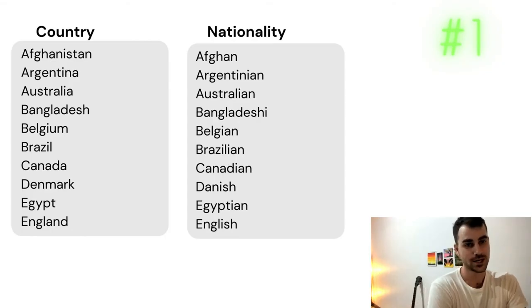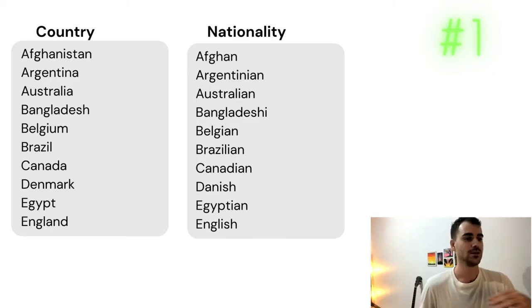So some of them are kind of straightforward, like Australia and Australian, or Canada and Canadian. But some of them are unique and they don't particularly follow any rules, like Denmark. Denmark, Danish. England, English. Well, I guess Danish and English are a little bit similar. What about Belgium? Belgium and Belgian.